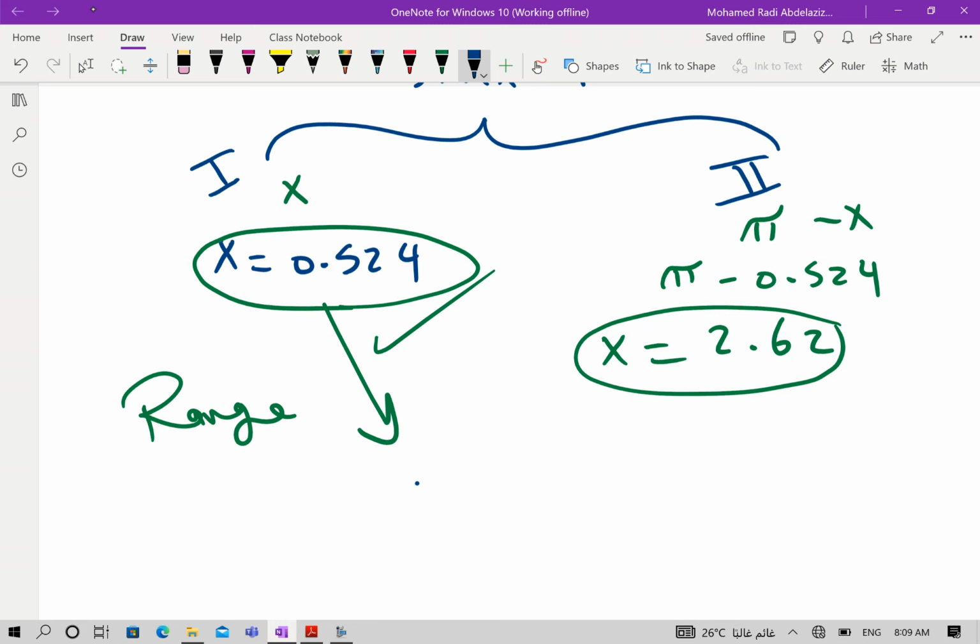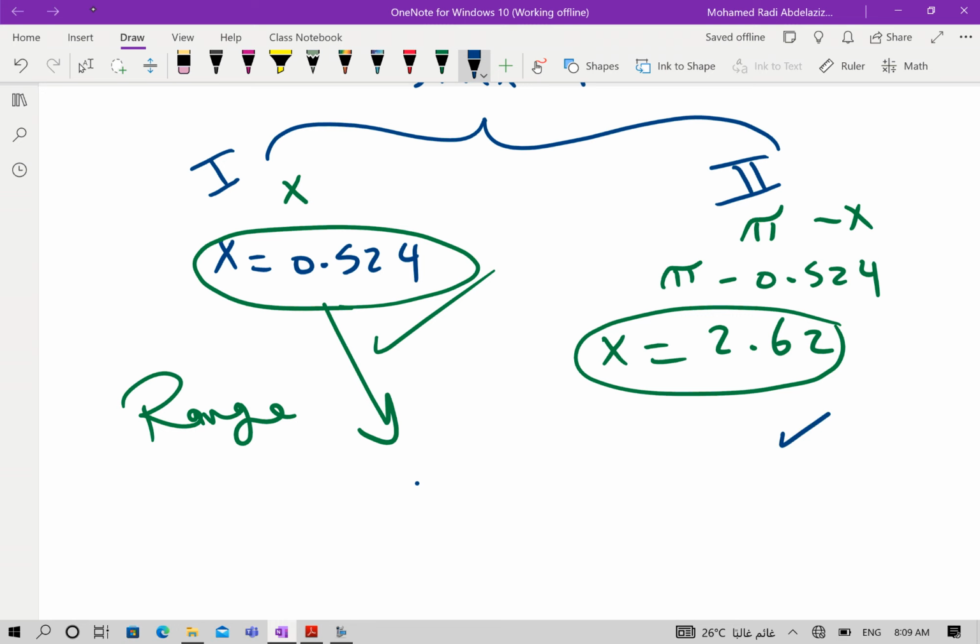Is this solution in the range? Yes. If it is not, don't try to reject this solution. Try to add a complete rotation; maybe there is another solution. Try to subtract a complete rotation; maybe there is another solution. So now, is this answer in the range? 2.62, is it in the range?